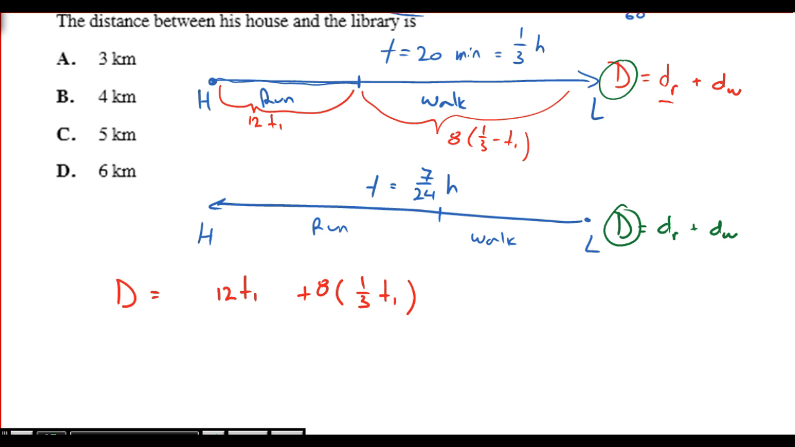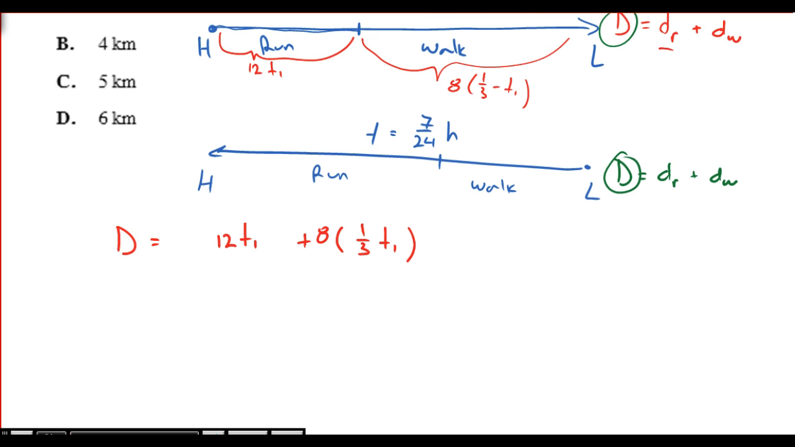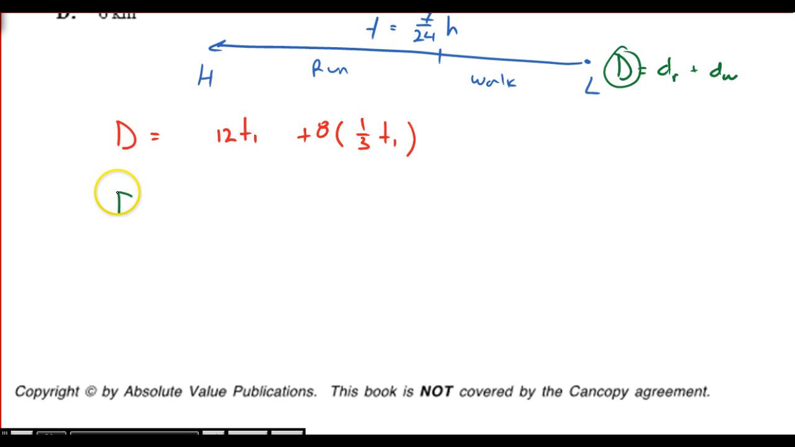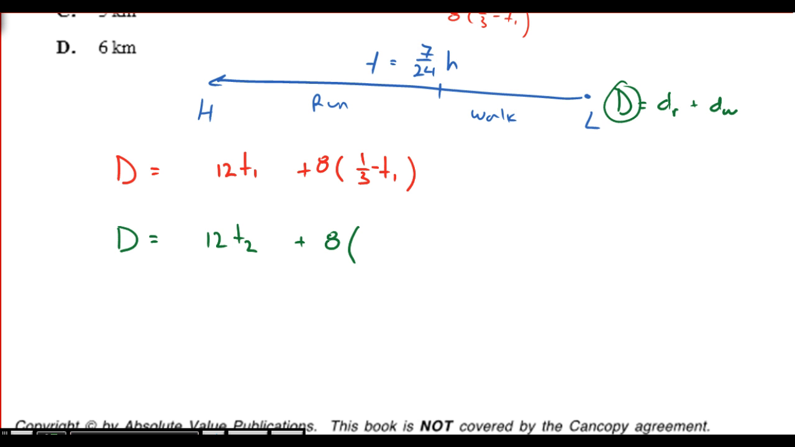Let's get my green color on here, and we'll do the same thing for the way back. For the way back, again, part of the distance is running and part of the distance is walking. So it'll be 12 times t2, because it's a different amount of time running, plus 8 times, and there should have been a minus sign in here. Very similar to the above one, except the total time is a little bit shorter. It's 7 over 24 minus t2.